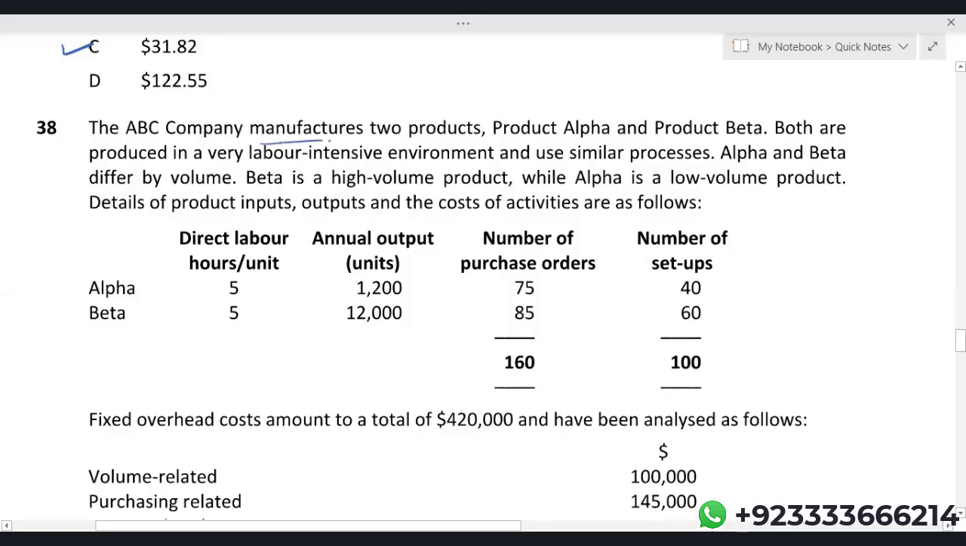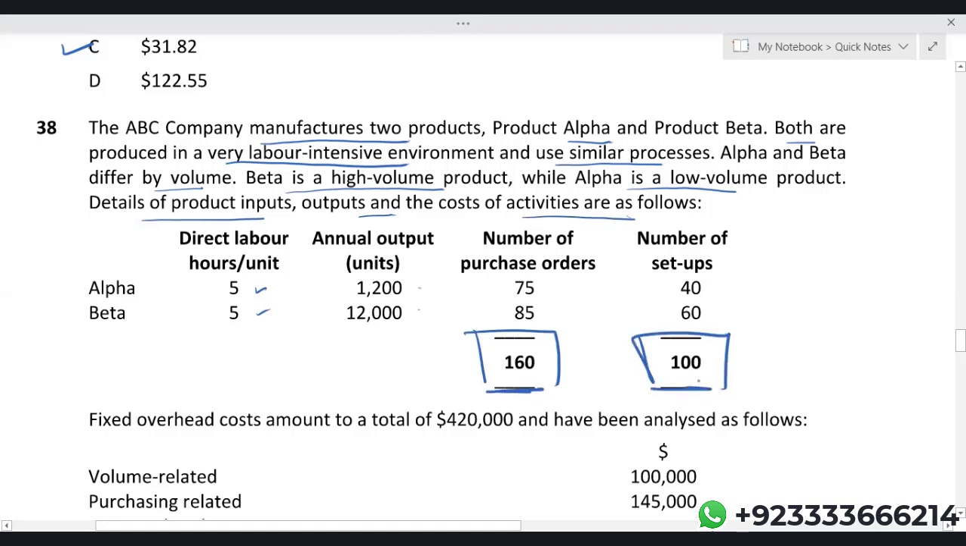The ABC company manufactures 2 products, alpha and beta. Both are produced in a very labor-intensive environment, use a similar process, and alpha and beta differ by volume. Beta is a high volume product while alpha is a low volume product. Details of product inputs, output, and cost activity are as follows. Per unit direct labor hours 5. Number of purchase orders 160. Number of setups 100.